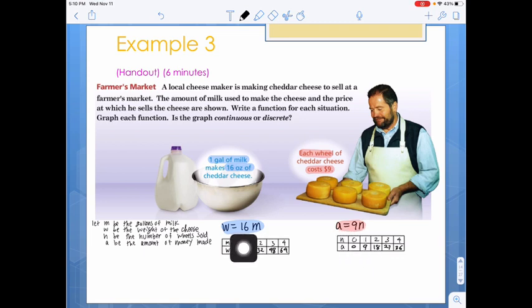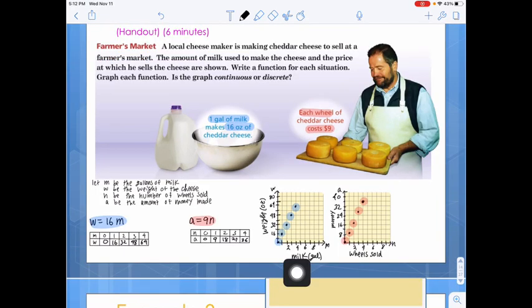Notice we're talking about gallons of milk and number of wheels sold. These are going to be positive numbers because we can't use negative gallons of milk and we can't sell negative wheels of cheese. So looking at the first few positive numbers will give us a good idea of what our graph will look like. If we consider the amount of milk we use and the weight of the cheese, we have 0 through 4 on our table for gallons of milk, and our weight goes all the way up to 64. So for the gallons, we can count by ones, but for the weight, we should count by something else. So I went ahead and counted by eights.